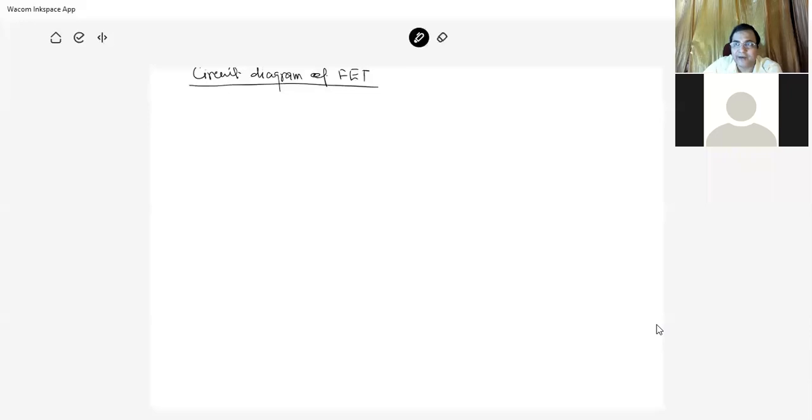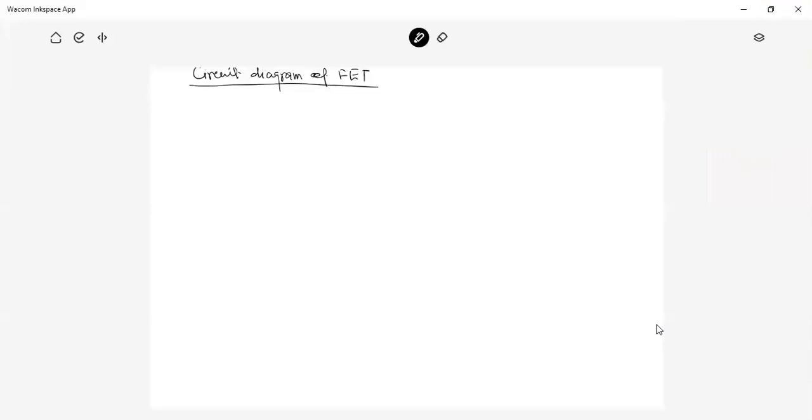So for this circuit diagram, we required this one as a block. As usual, suppose this is an N channel. This point is the source point, and this point is the drain point. Here it is the gate. This is the gate.